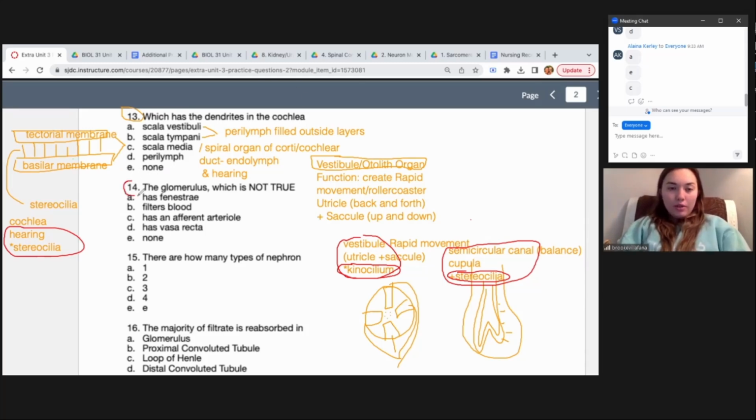Okay, any questions on the ear? We're moving on to kidney. All right, so question 14. The glomerulus, which of these is not true about the glomerulus?